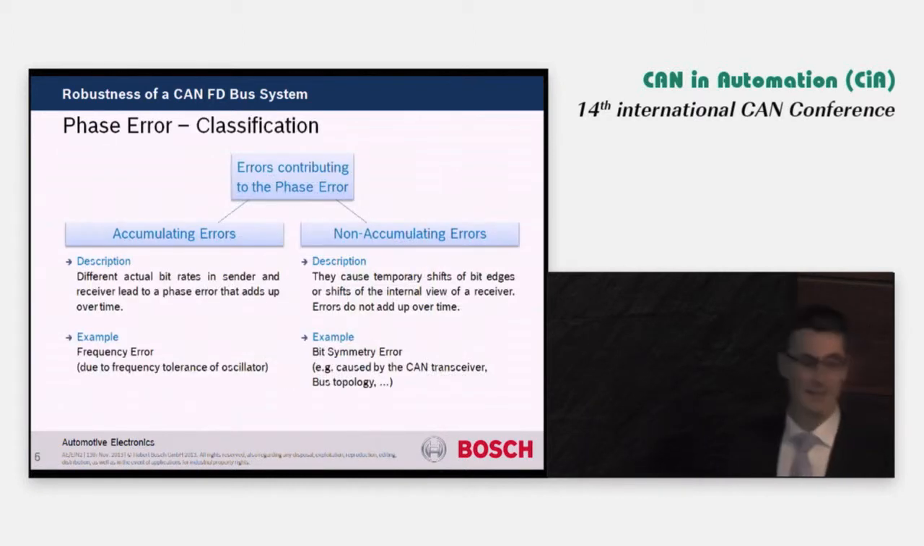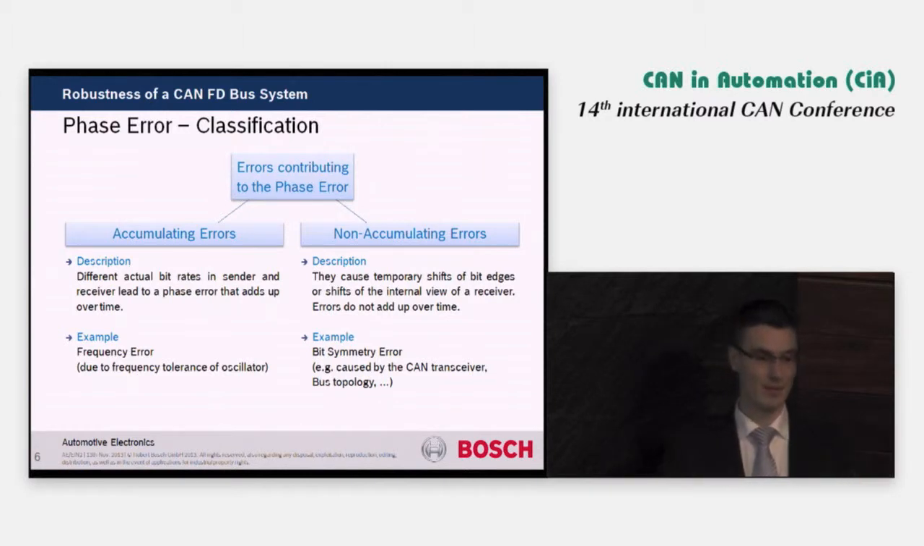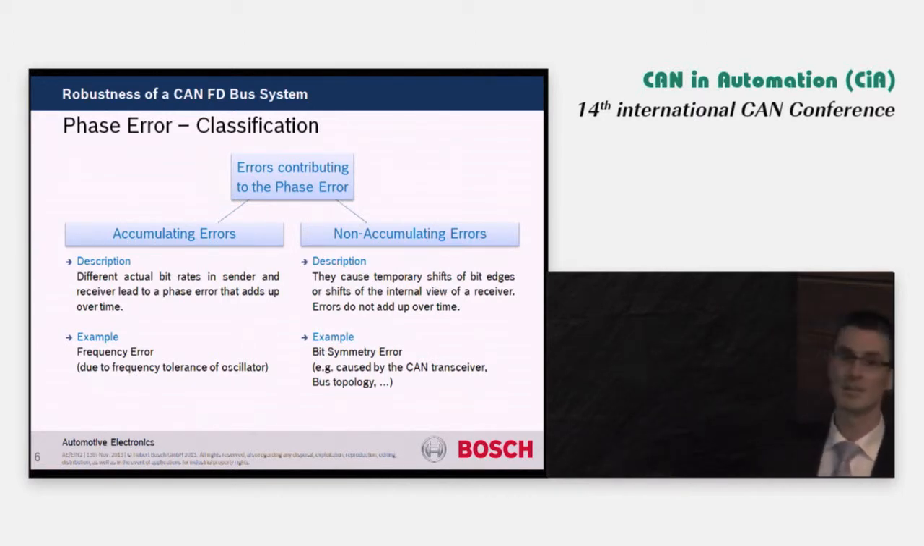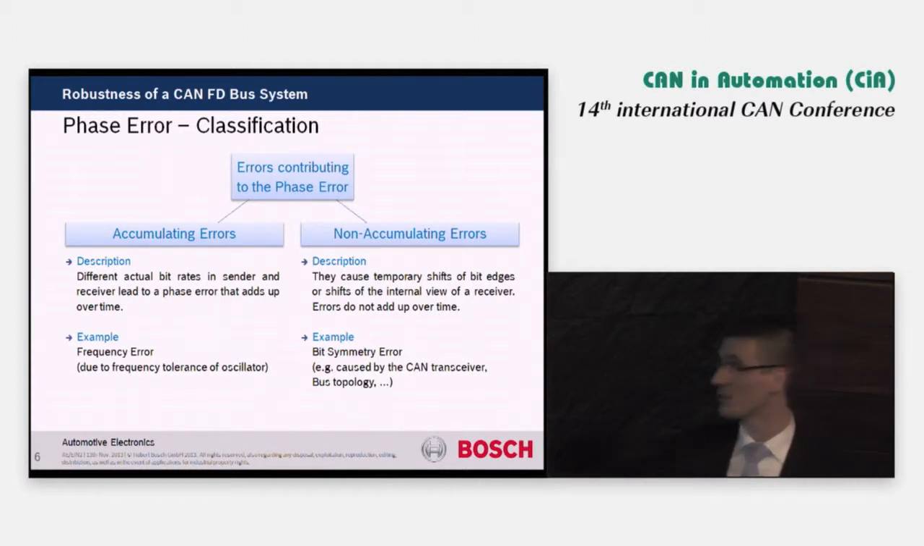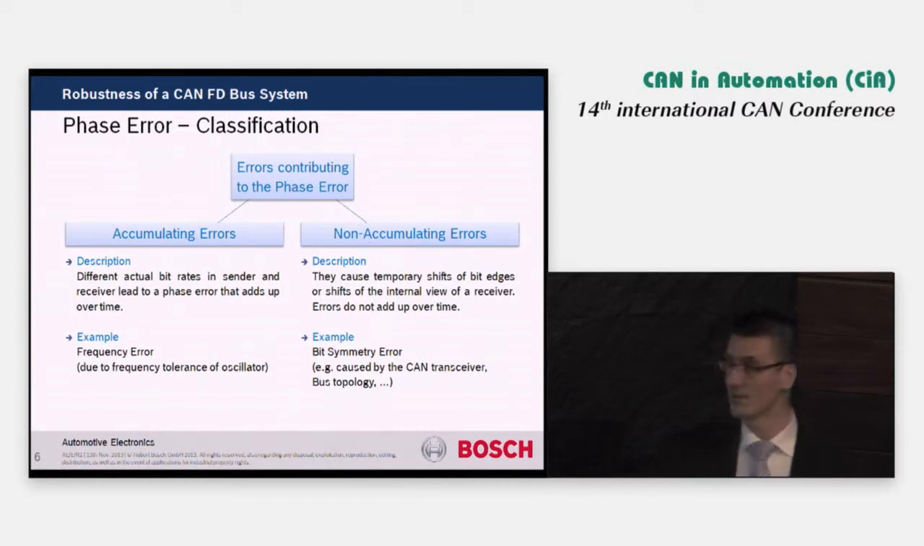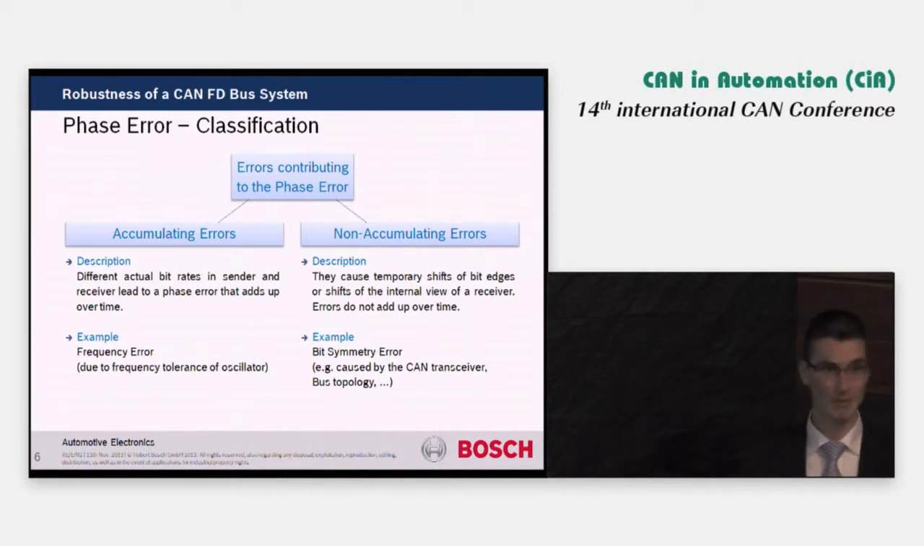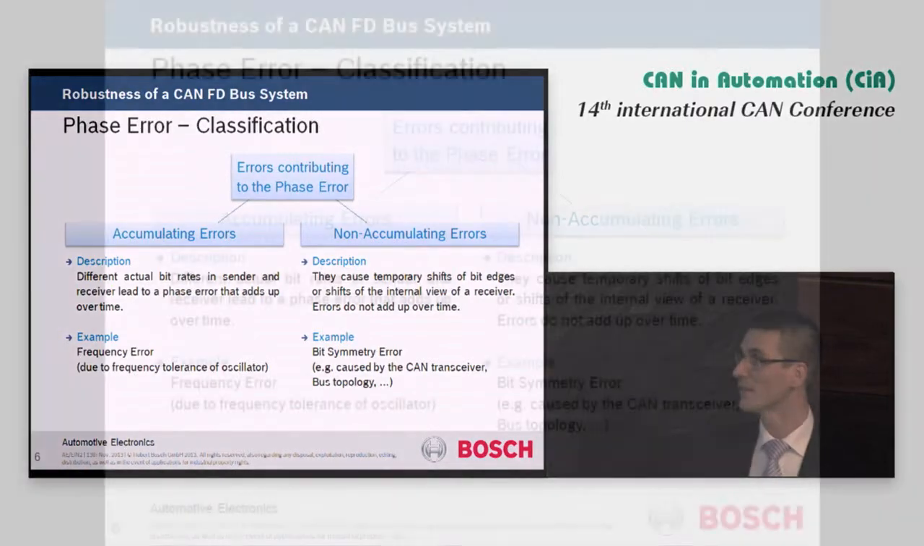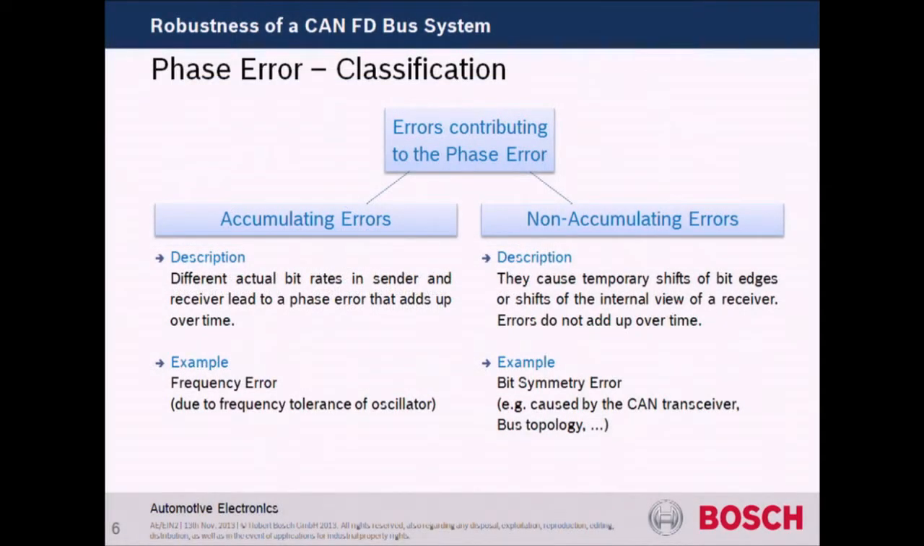When we have a look at the errors that contribute to the phase error, we see that they can be classified into two classes. One class is the accumulating errors, and the other the non-accumulating ones. The accumulating errors: different actual bit rates in sender and receiver lead to a phase error that adds up over time, so it accumulates. The most prominent example of an accumulating error is the frequency error caused by the frequency tolerance of the used oscillator.